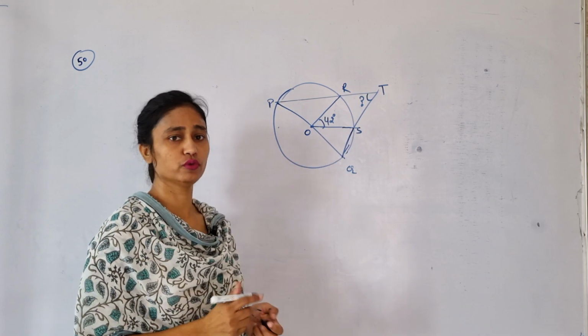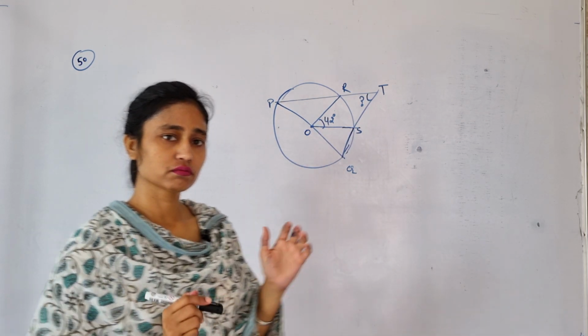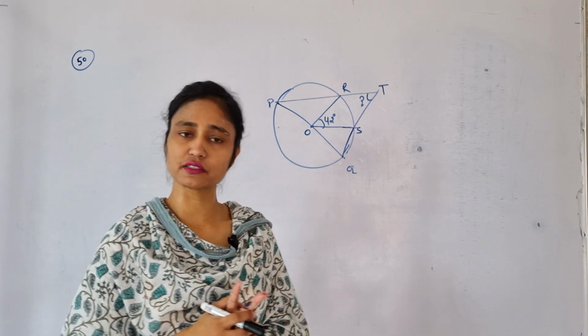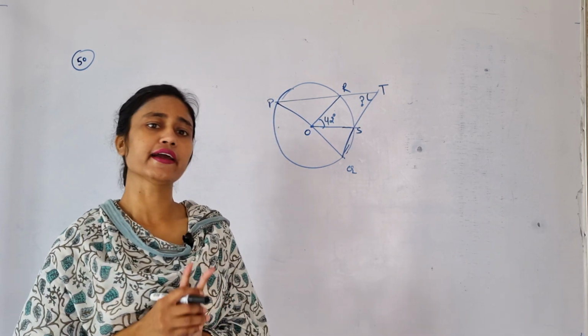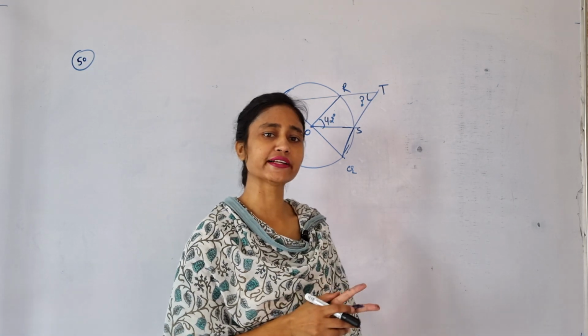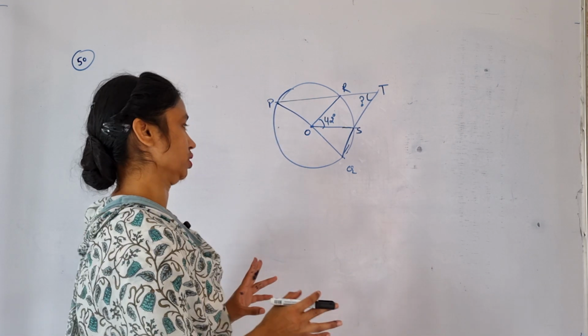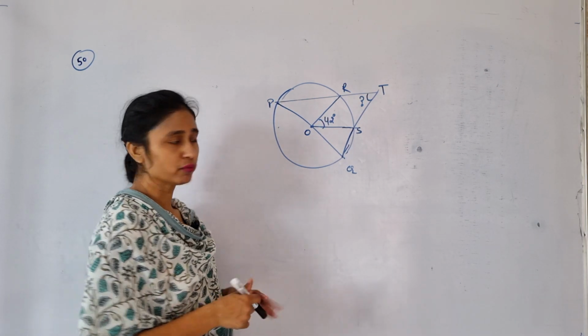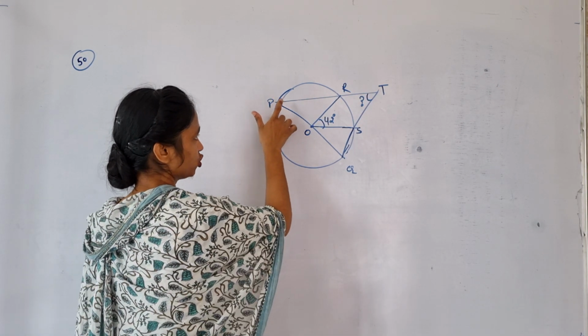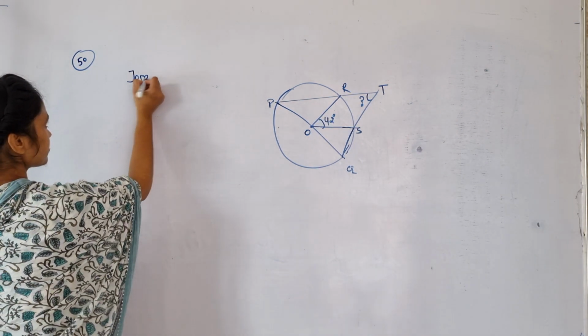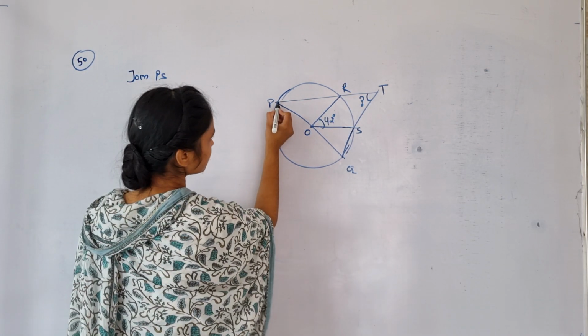Here we can use two properties. Angle in the semicircle is of 90 degree. Second, the relationship between the angle at the center and the angle at the remaining circumference of the circle. So to apply both results, we will have to do the construction. We will have to join P and S. Join PS.